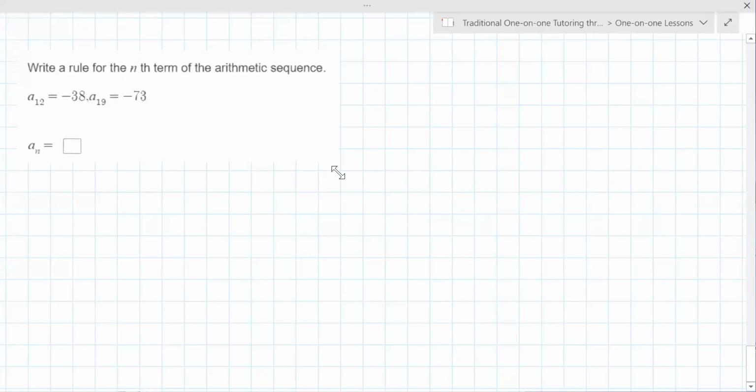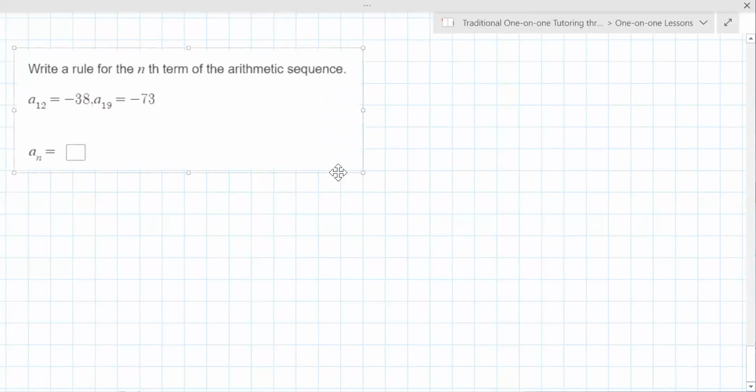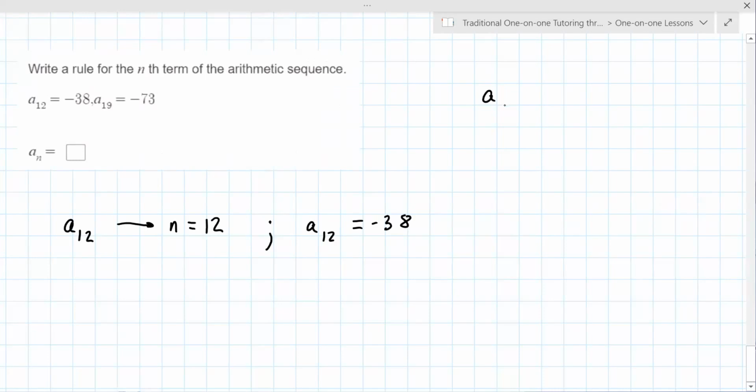Most of the time they don't give you the common difference. Let's take a look at A12 and look at this a little bit more. What this means here is that n is 12. And it's literally telling you, this is where I think this is still very confusing, that the 12th term is minus 38. You're going to see in a moment why that matters here.